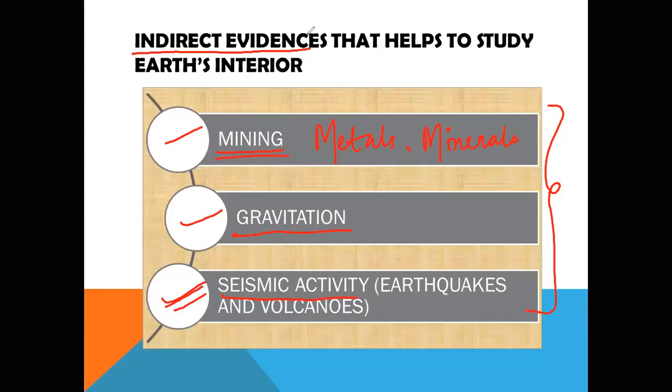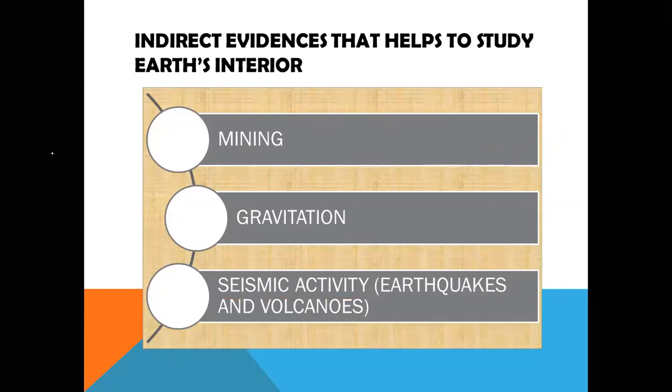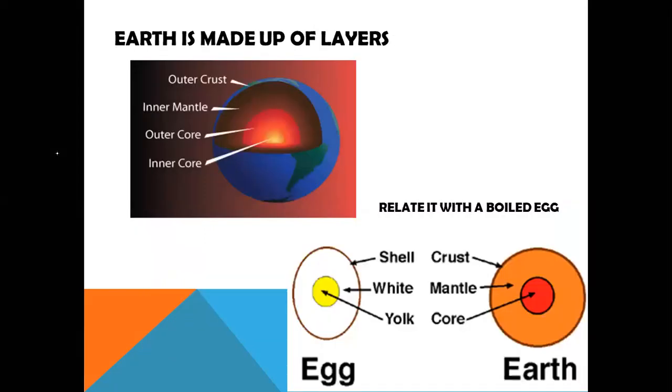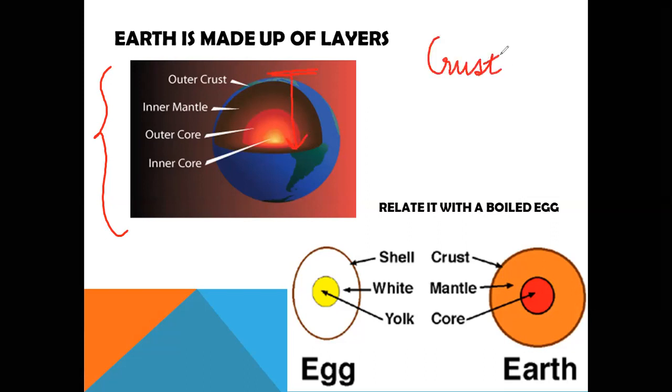So through these indirect sources, we got to know that Earth is made up of 3 layers. Like an onion, Earth is made up of several concentric layers, one after another, from the surface till the core. And the 3 layers of the Earth are crust, mantle, and core.